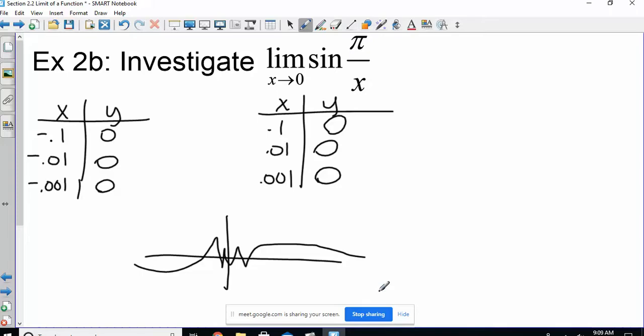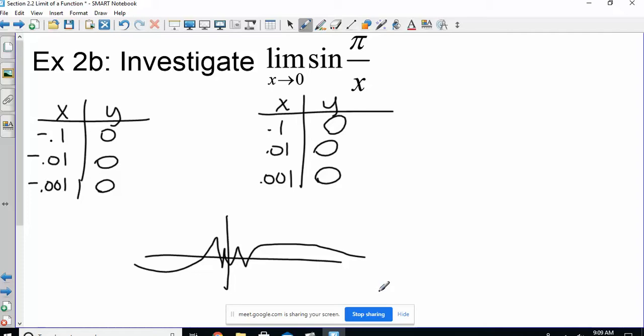What's going on? Kind of went crazy, didn't it? You just have all these back and forths. Actually, if you zoom in, all this is doing is constantly oscillating back and forth between -1 and 1. The limit at 0 does not even exist because it's oscillating so frequently there. It's just jumping back and forth.